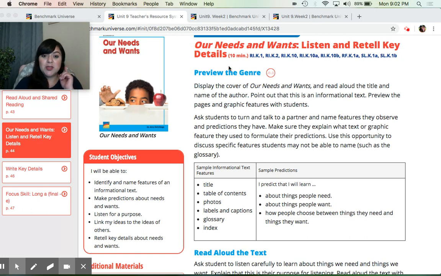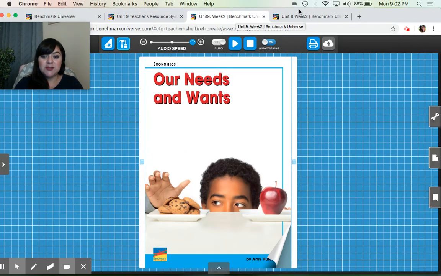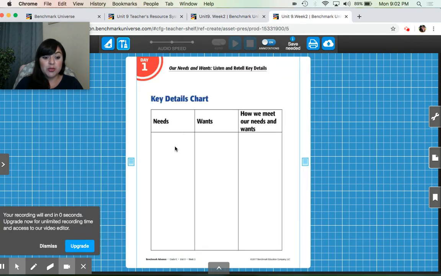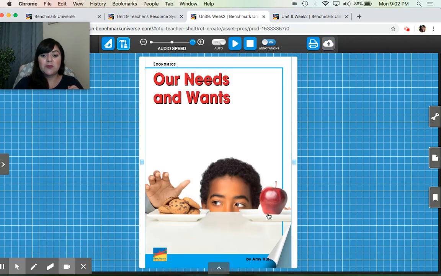Now, as I read the book, please listen for key details about needs and wants because we're going to chart it here in this part of our lesson. When I finish, it will be your turn at home to write about some needs and wants that we heard about in the text. Okay, so let's get started reading our informational text.